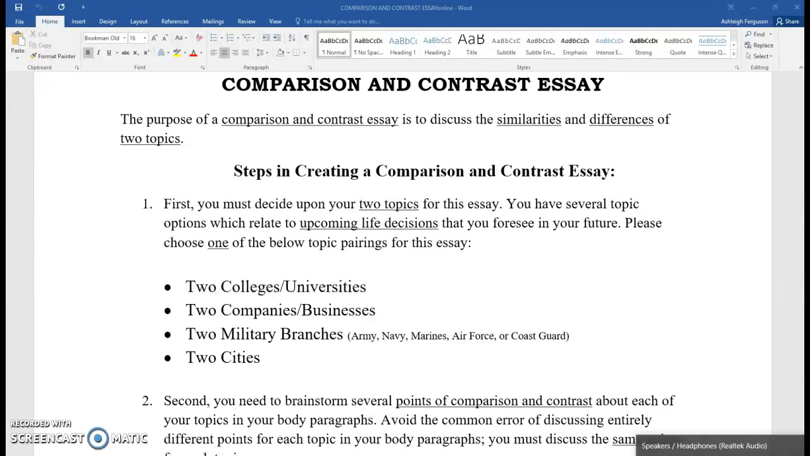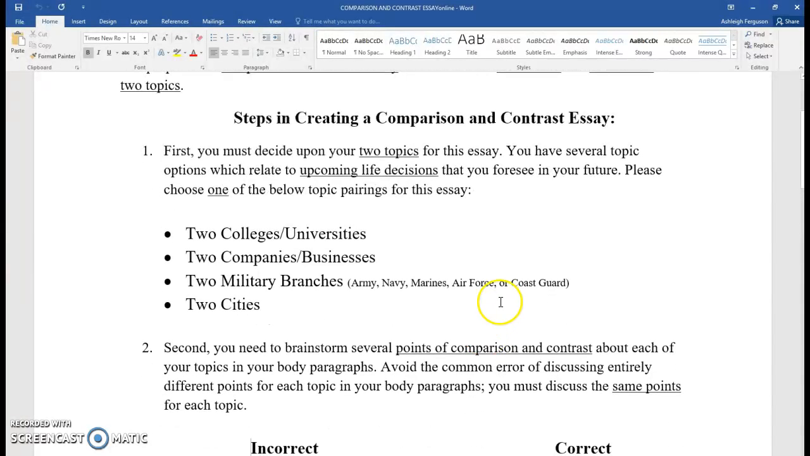And I want you to consider what you would call several points of comparison and contrast, and that's kind of what's mentioned here in number 2. You need to brainstorm different points of comparison and contrast that you could discuss about those topics. So if you're discussing 2 colleges and universities, you may discuss their cost. Do they differ in cost? Is one private? Is one public? Is one out of state? Is one in state? What are going to be the differences and similarities between those?